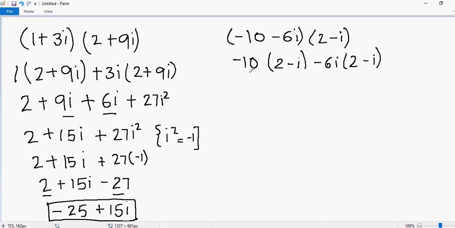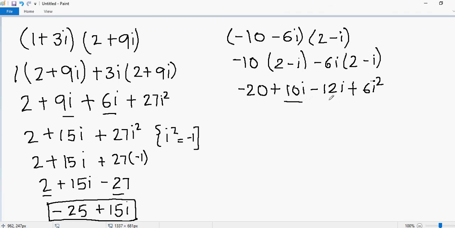Now I have to distribute negative 10 inside the parentheses. So negative 10 times 2 will give me negative 20. And then negative 10 times negative i will give me positive 10i. Then I have to distribute negative 6i inside the parentheses. So negative 6i times 2 will give me negative 12i, and then negative 6i times negative i will give me positive 6i squared.